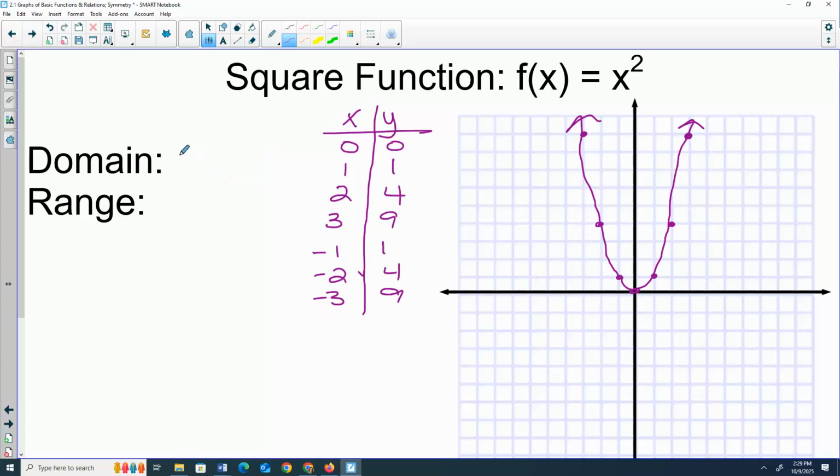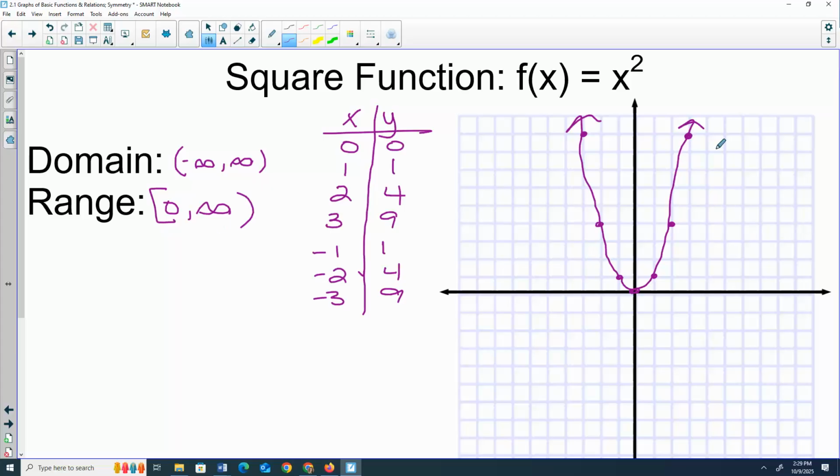What is the domain there? Domain is your x going left to right, negative infinity, positive infinity. Range is your y, so going from the bottom up. Where does this one start? 0. Would it get a parenthesis or a bracket? Bracket, because I do hit the 0 and then it goes up forever.